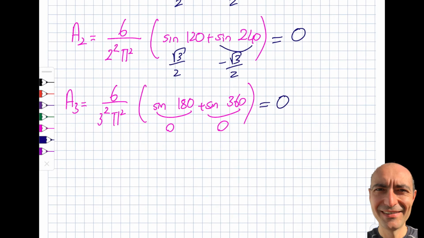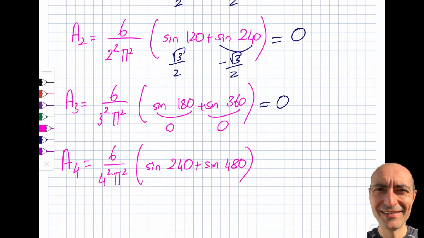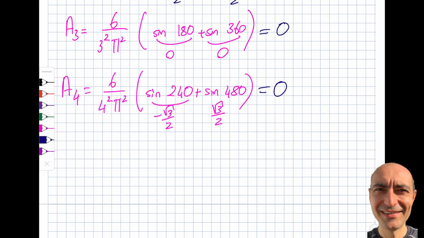So let's look at the fourth one. 6 by 4 squared pi squared, sine 240, which is negative square root of 3 by 2, plus sine 480. Now I'm going back, so basically this is the same as sine of 120, right? So this is minus square root of 3 by 2, and sine 120 was square root of 3 by 2. Okay, now you get to see why I'm doing this, right? The fourth one becomes 0.